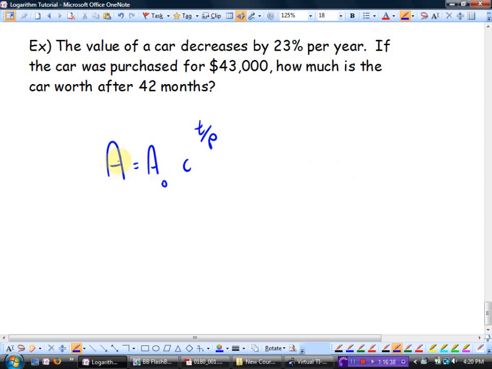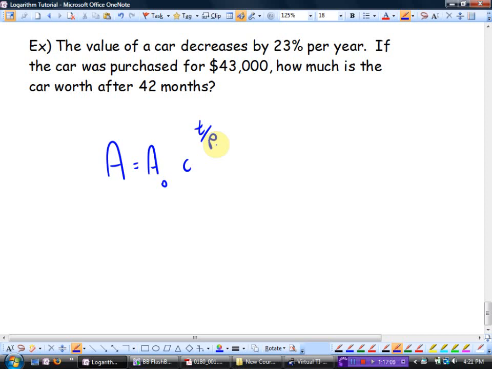A equals A0, C to the T over P, where A is your final amount, A0 is your initial amount, C is your rate, T is the time, and P is the growth period. It's not on your provincial exam formula sheet, and it's well worth memorizing.